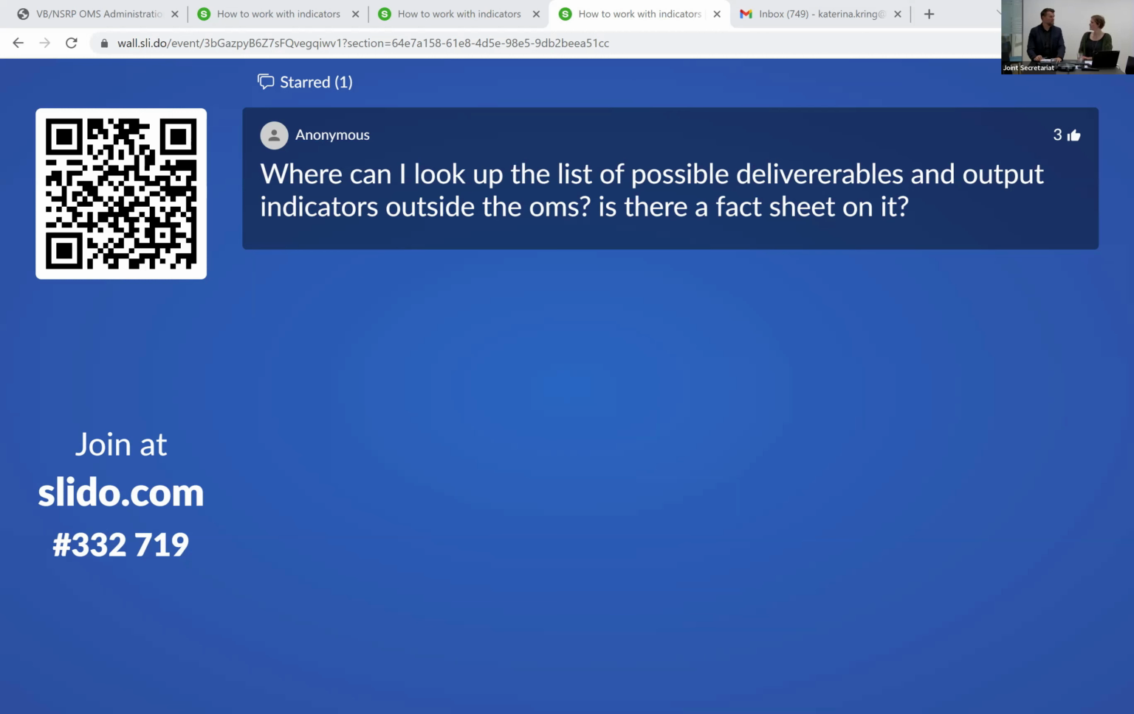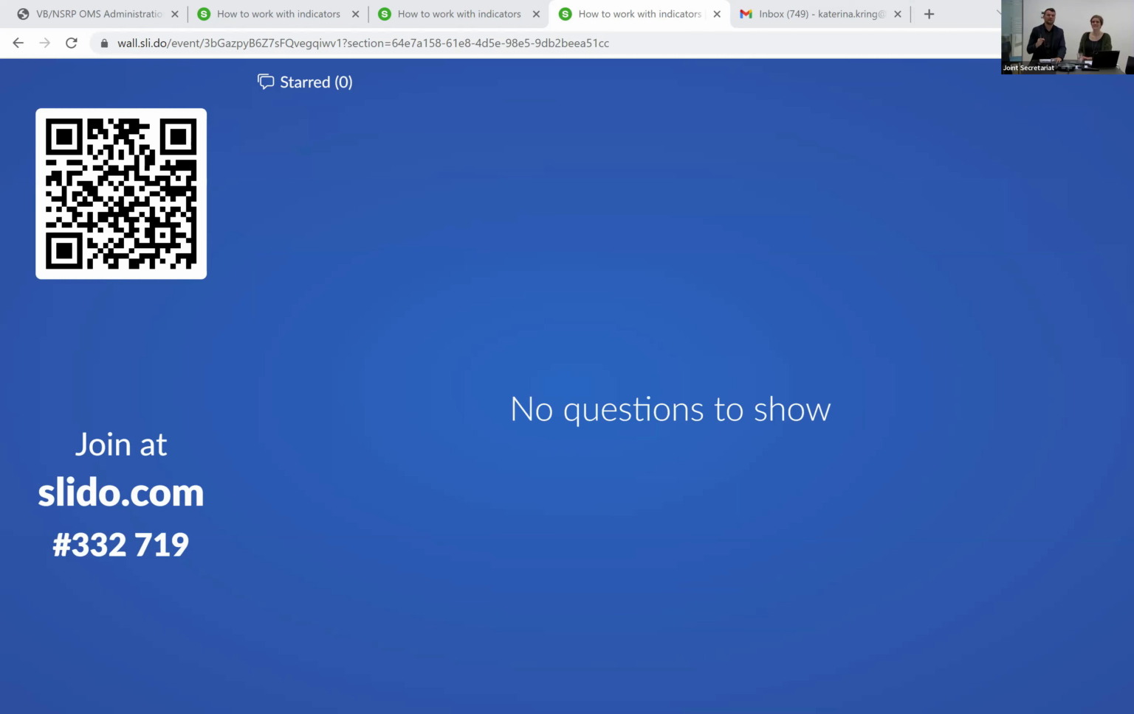Yeah, to add a short addition to that, you will have the category other deliverable, where you can define any specific deliverable you think doesn't fit to the predefined list of other deliverables.